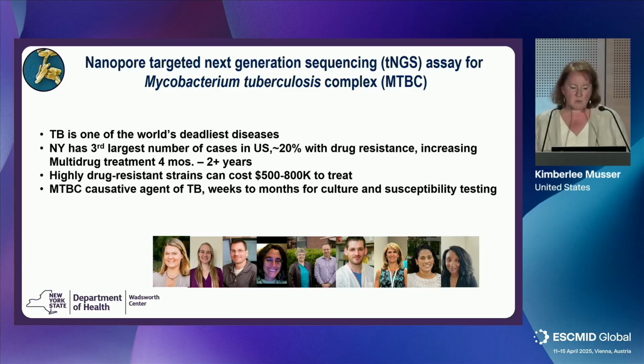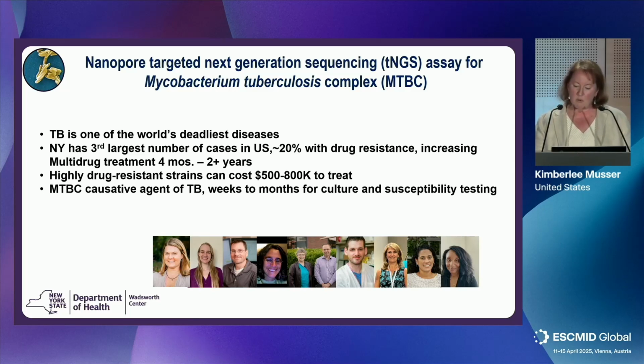And so I think we all know TB is a really important infection, especially globally. New York in the US has the third largest number of cases, and about 20% of these have drug resistance, and this is increasing. I was just looking at the 2024 data, and while we were down to about 700 cases for our state a few years ago, those rates have gone up 30% each year, and we're above 1,000, which we haven't been in a very long time in New York. Because of the pandemic, as well as some migration, we're dealing with a lot of additional cases.